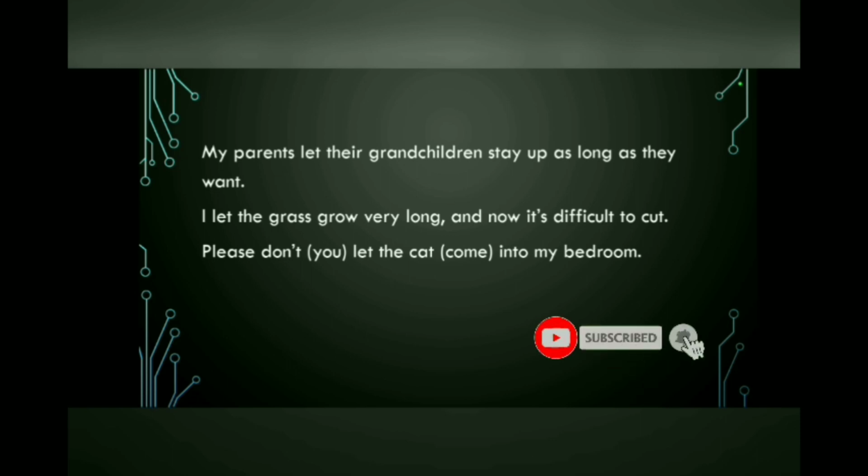Another example: my parents let their grandchildren stay up as long as they want. They allow them, they give them permission to. Or I let the grass grow very long and now it is difficult to cut. Another example, please don't let the cat into my bedroom.